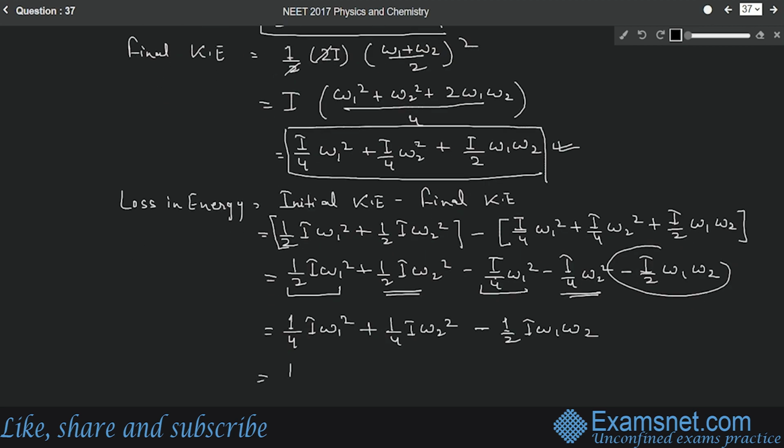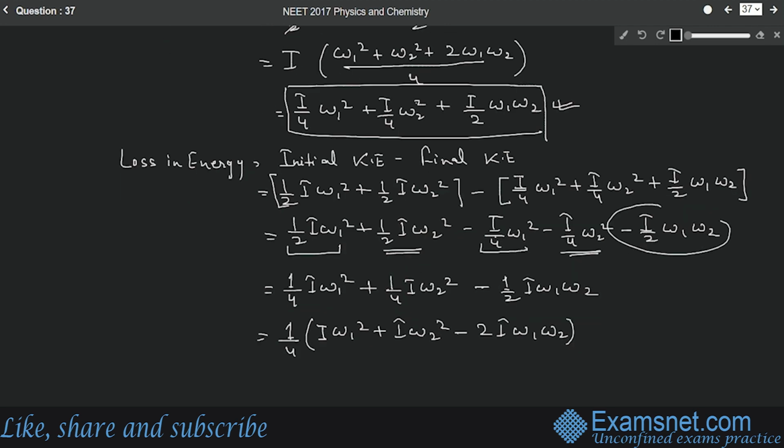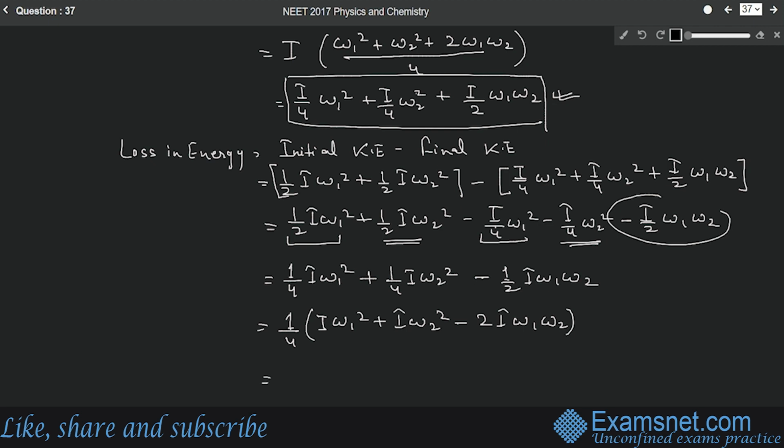Now let's take 1 by 4 outside the bracket. So what will be inside the bracket? It will be I omega 1 square plus I omega 2 square minus 2I omega 1 omega 2. We should have taken I also outside the bracket, right? So let's take it outside the bracket. I by 4, inside the bracket what is left?